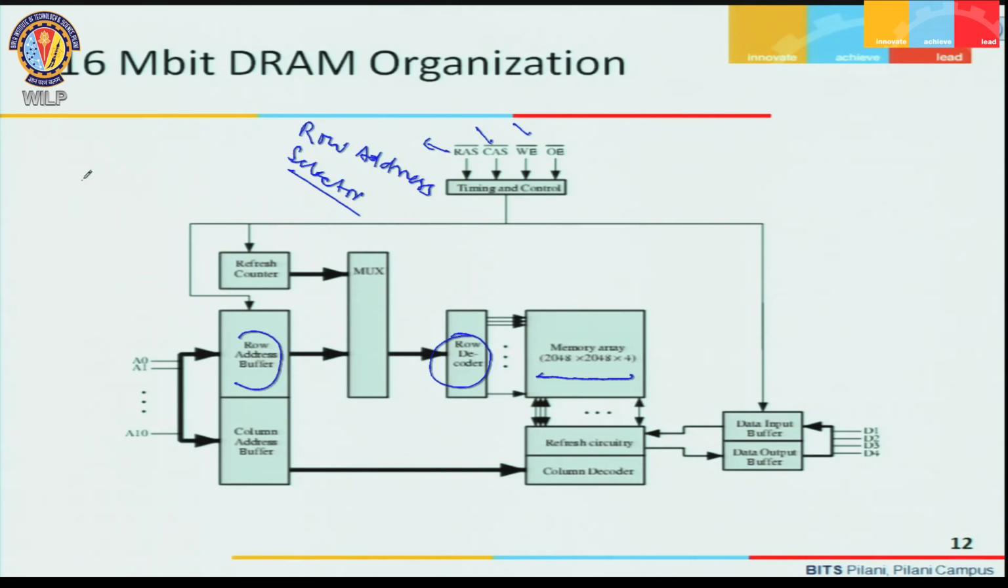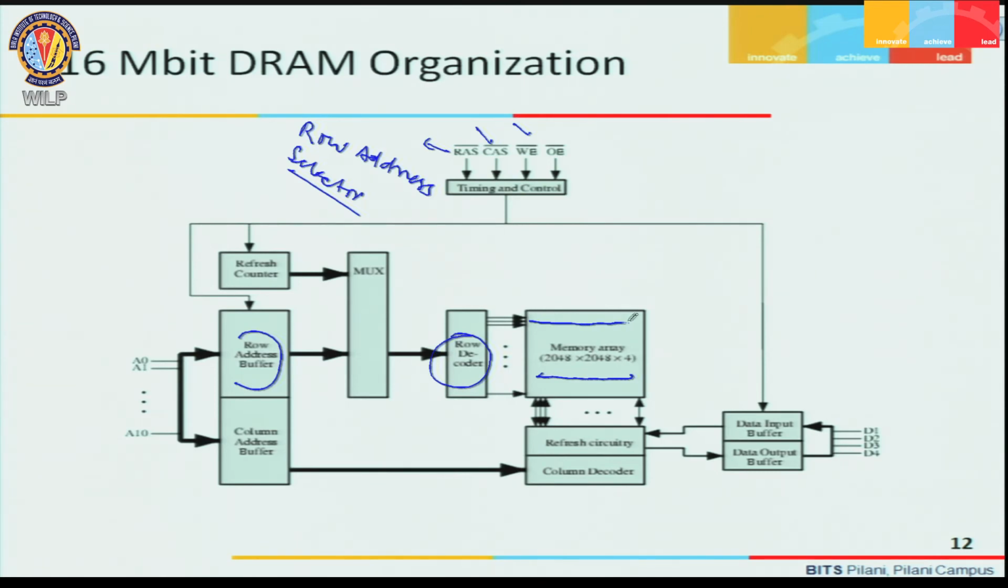Your address has a total of how many lines or how many bits? 11 plus 11, that is 22. So, 22 lines are there. Out of 22, the first 11 bits will represent the row address, and the next group of 11 bits will represent the column address. So, first the row address will appear, and the row will be identified.